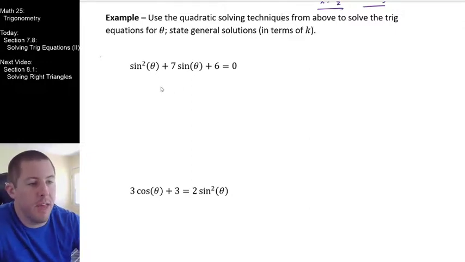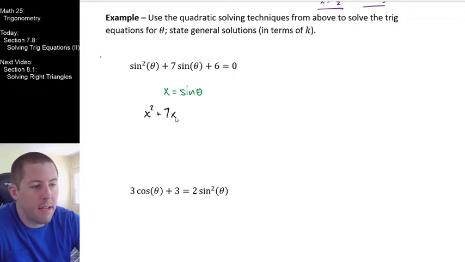The way that I'm going to do that is I'm just going to make up a new variable. In fact, I could even just call it x. Let me get a different color in here since I've been using purple. I'm just going to call it x. And what do I want x to be? Well, I just want it to be whatever my trig component is so that I can rewrite this equation without any trig parts. So if I let x be sine of theta, then I can rewrite this now as x squared plus 7x plus 6 equals 0.